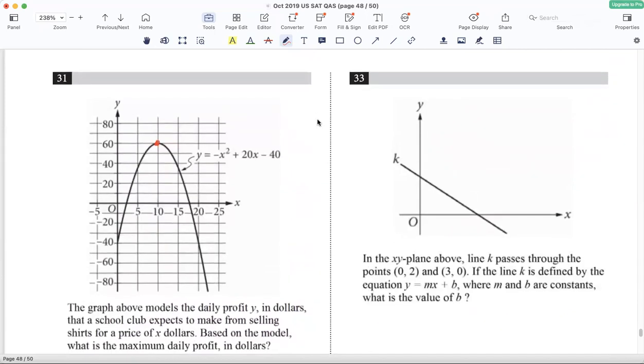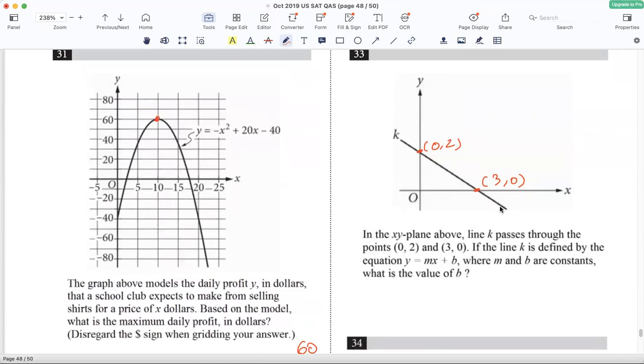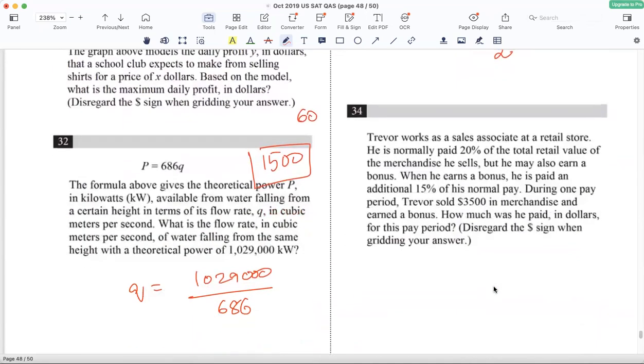In the xy plane above, line K passes through the points (0, 2) and (3, 0). So this is (0, 2) and this is (3, 0). If the line is defined by this equation, what is the value of b? So b is the y-intercept, right? When you write the line as y equals mx plus b, so that's 2. We can directly see it here. So that's my answer.